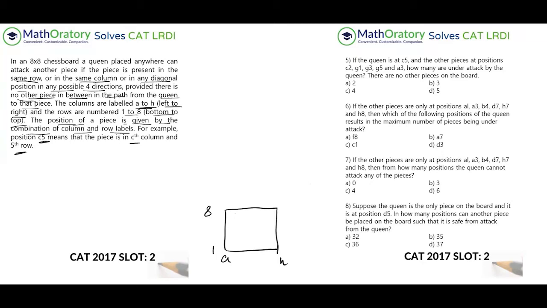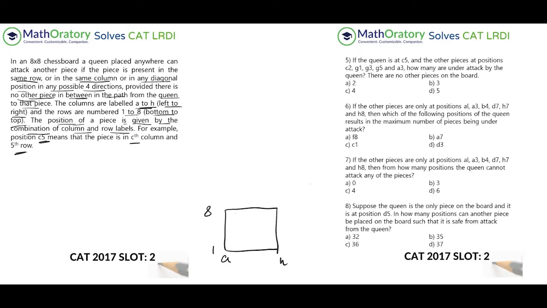Okay. Let me go through the questions once. What type of questions do we have? If the other pieces are only at positions, so this should be A1, I believe. A1, A3, A4, D7, H7, and A8. Then which of the following positions of the queen results in the maximum number of pieces being under attack?